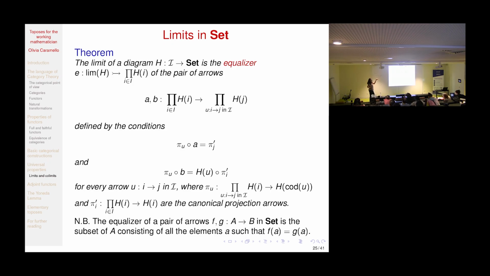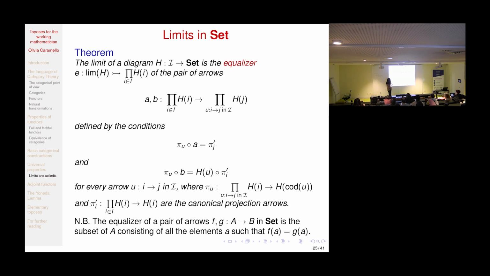Once we have understood how limits and colimits work in sets, we will be able to understand how limits and colimits work in categories of pre-sheaves, and then from this we will be able to understand how they work more generally in categories of sheaves, namely Grothendieck toposes. So we will proceed step by step. So let's start constructing arbitrary limits in sets.